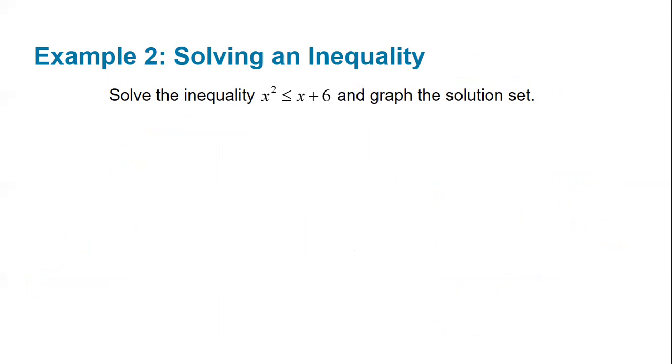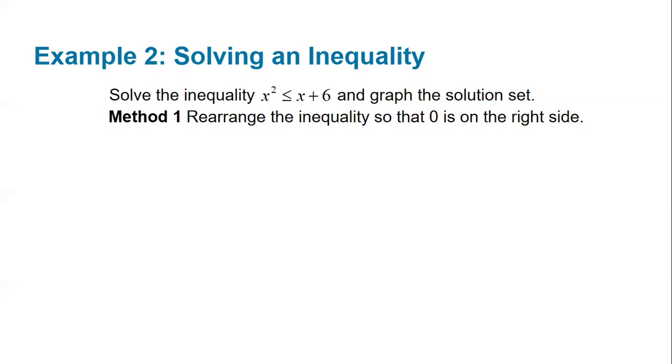We're going to do this problem twice. We're going to do it in example 2 and in example 3. In example 2, we're going to do method 1. In example 3, we're going to do method number 2. Got it? So we're going to start with method number 1. So for method number 1, we want to rearrange the inequality so that 0 is on the right side. So what would I need to do to get 0 on the right side?